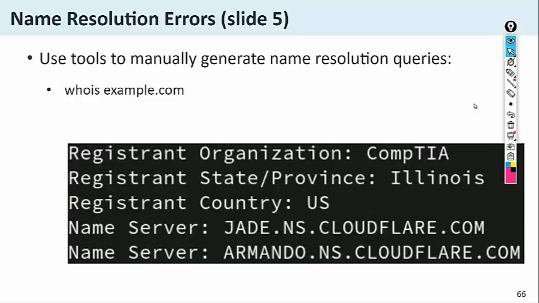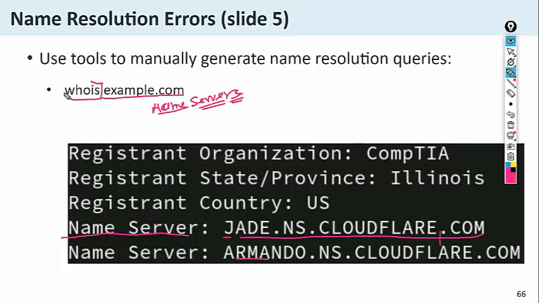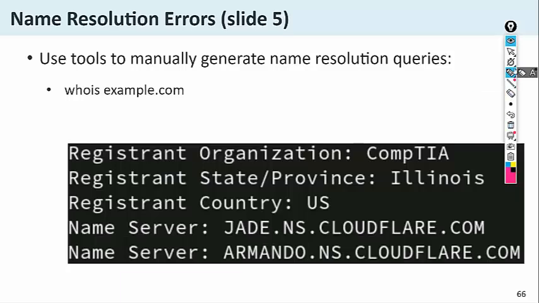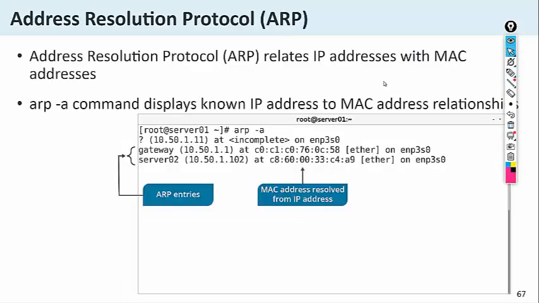Another command is whois. The whois command is used for looking up the name servers, the details of the name servers used by a particular domain name. Here you can check the name servers: jade.ns.cloudflare.com and another, armando.ns.cloudflare.com. Okay, so which command? The whois command. All these commands are used for checking name resolution.